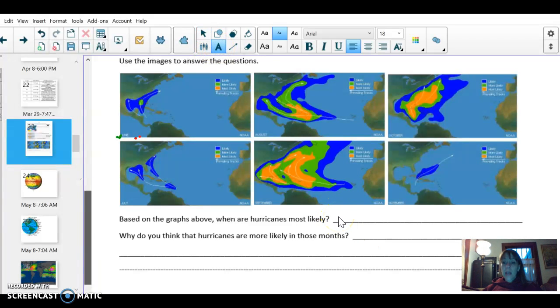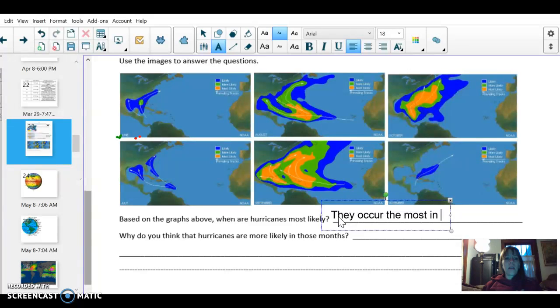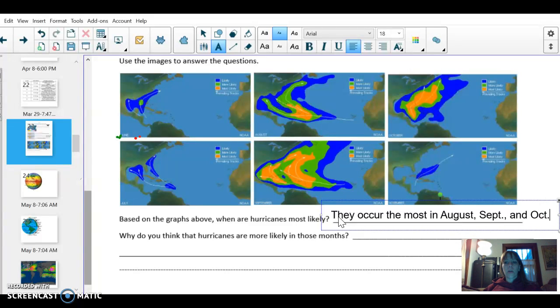Okay, once you have written your answer, because remember, you need to make sure you're predicting first, then go ahead and press play. Okay, if you said they occur the most in August, September, and October, you were correct.